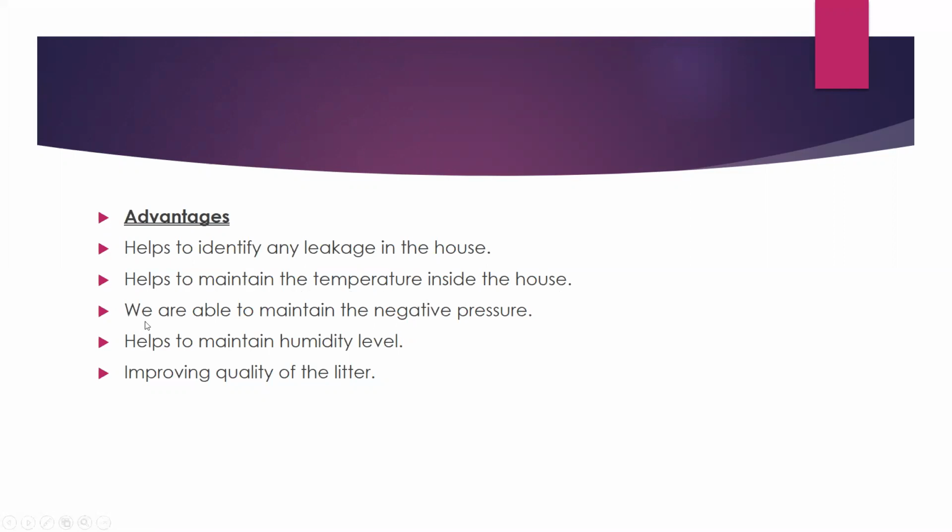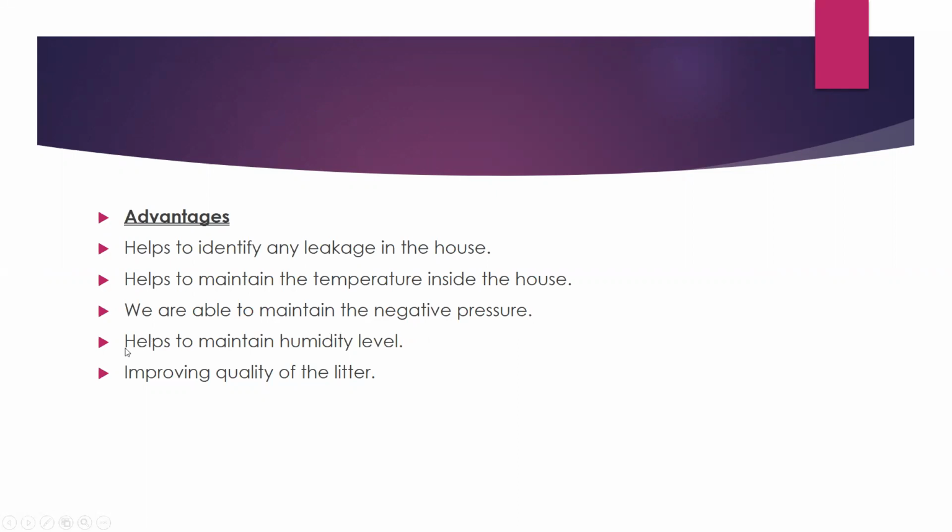The third point is that we are able to maintain the negative pressure, the most important thing, through which all these things are maintained. If there are any leakages in the house, the fans will create a vacuum, but the air will not only come from the inlets, it will also come from the leaks. Due to this, we have to run our fans faster to maintain the negative pressure. It will become very hard for us to maintain the negative pressure.